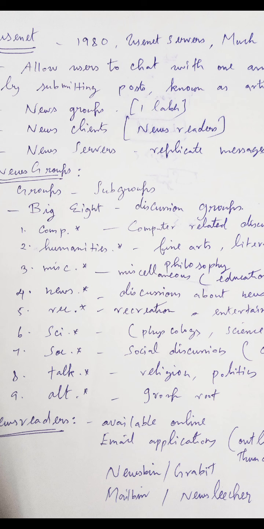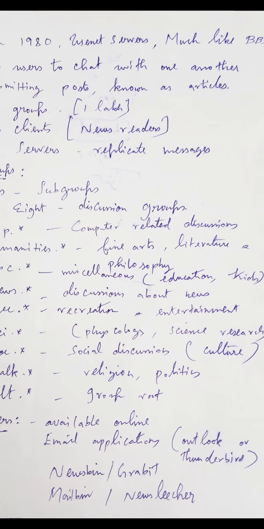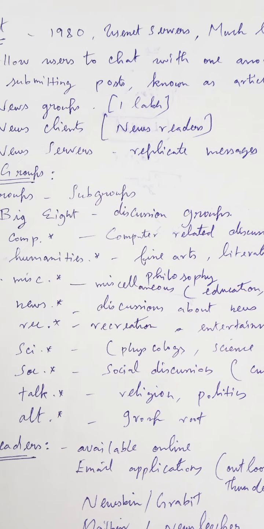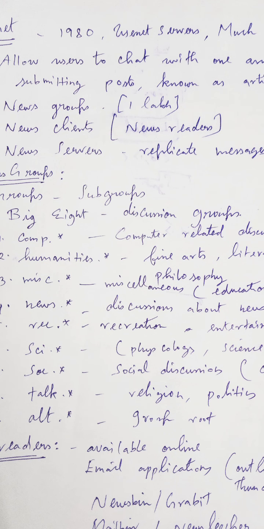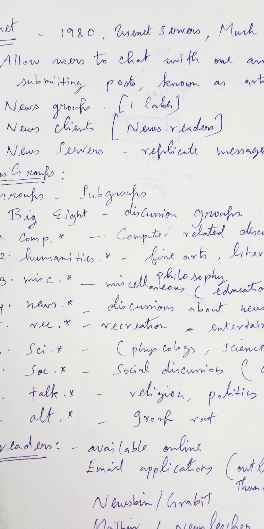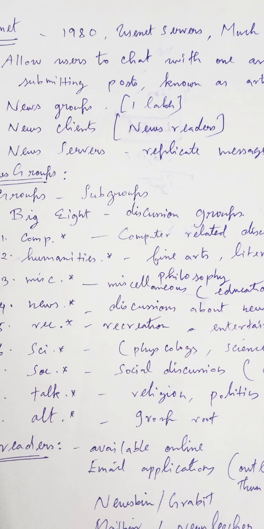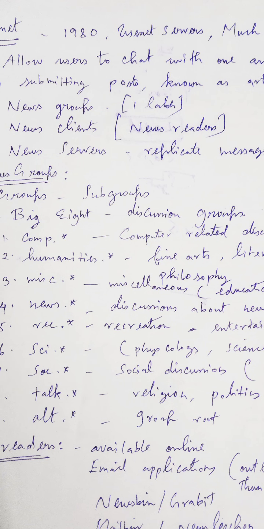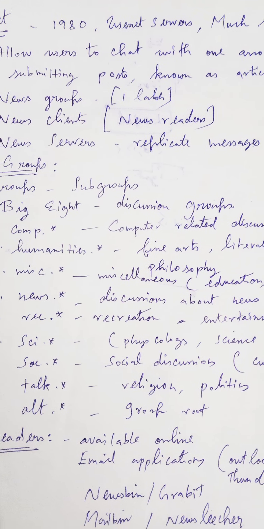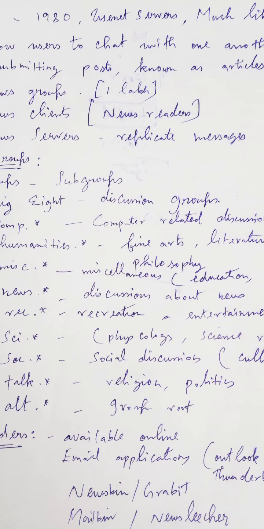And then about news clients, in the sense, the program that we used to read the articles, we called a news client. Normally we could use a browser, or we have some inbuilt news client programs in our systems. Using those news client programs, we would be able to read the articles.